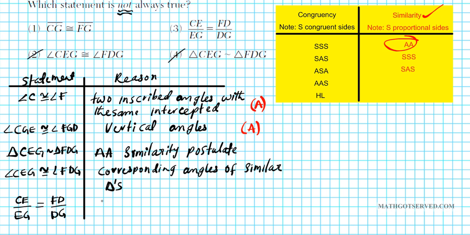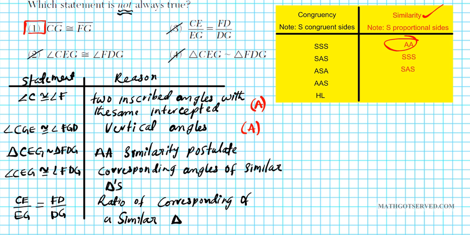This is true because the ratio of corresponding sides of not just any triangle, but ratio of corresponding sides of a similar triangle. What do we know about the ratio of corresponding sides of a similar triangle? They are equal. All right. This is always true, so it's not an answer. By elimination, we can see that option 1 is the answer.